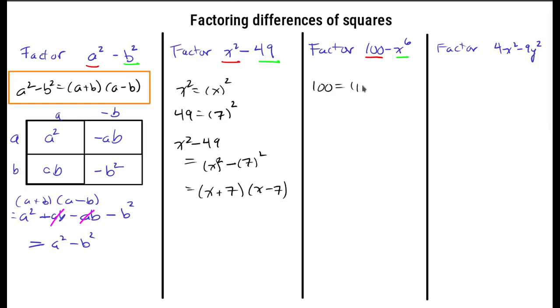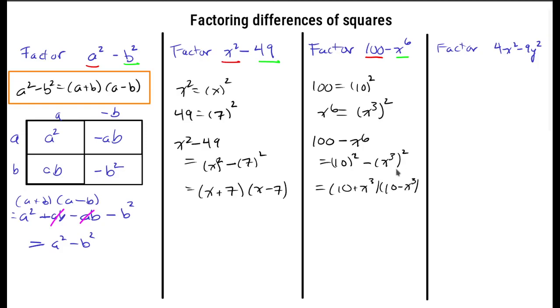100 is just 10 times 10, so that's 10 squared. And x to the 6th, well, anytime you have an even power, like this 6 is even here, you can divide that exponent by 2, so make that into a 3, and then pull the 2 outside. X to the 3rd power, you raise that to the 2nd power, that's x to the 3rd times x to the 3rd, 3 plus 3 is 6. So we can always realize even powers as perfect squares like this. Now we have 100 minus x to the 6th, which is 10 squared minus x cubed squared. And this is a difference of squares, so 10 plus x cubed times 10 minus x cubed is our factorization.